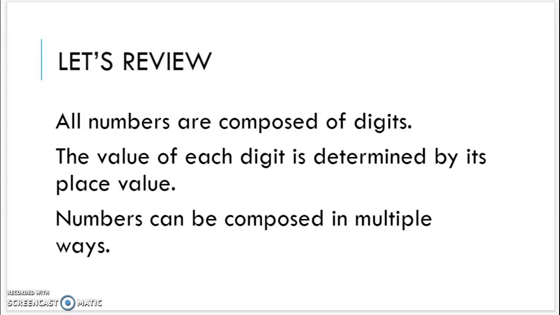The value of each digit is determined by its place value. So remember yesterday, if we had a 2 in the tens place, a 2 in the tens place doesn't equal 2. It equals 2 tens, so 10, 20. And then numbers can be composed in multiple ways.